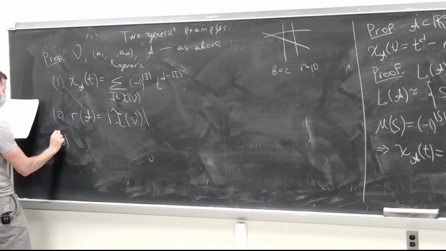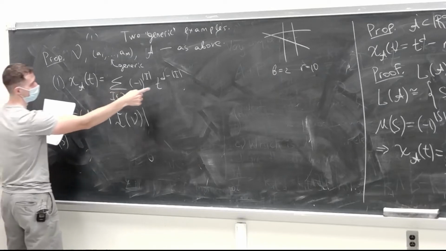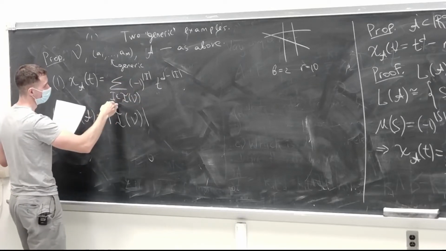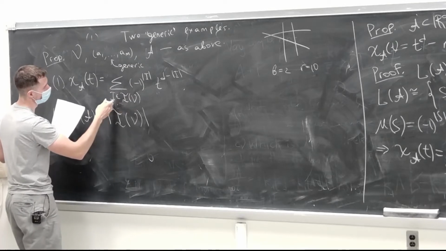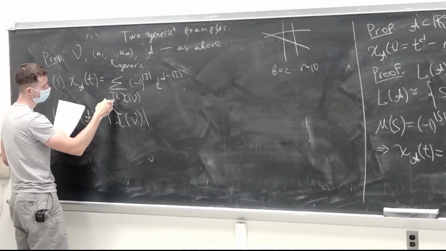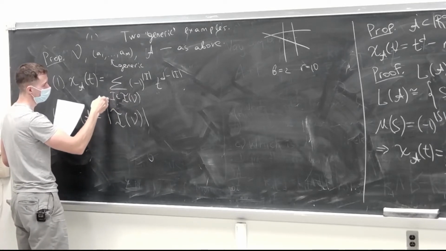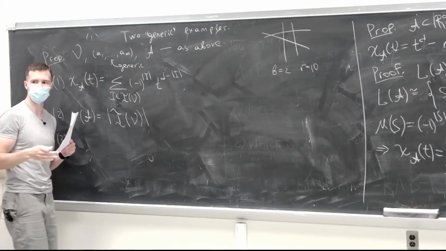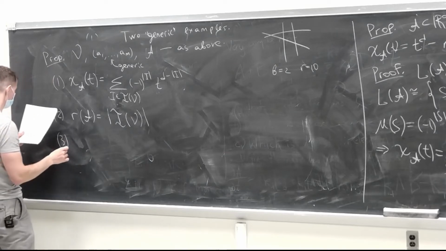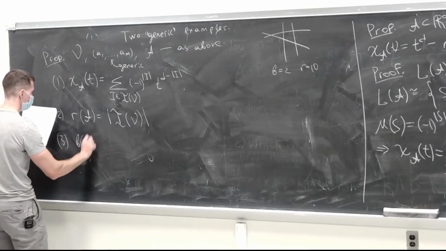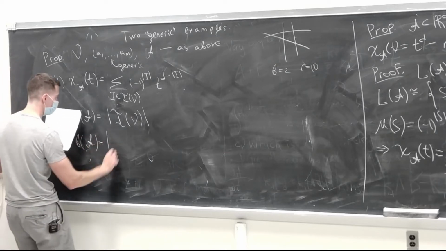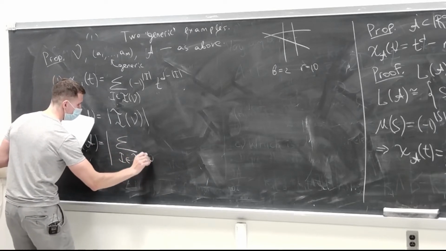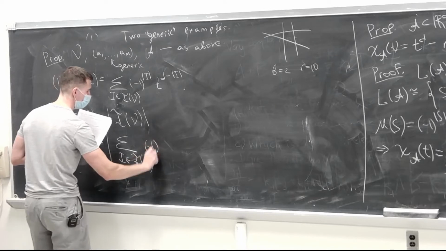And the number of bounded regions is whatever you get by plugging in t equals 1 in this formula. So you take the difference between the number of independent sets of odd size and the number of independent sets of even size. That's the number of bounded regions. It's the sum over all independent sets of just (-1)^|I|.